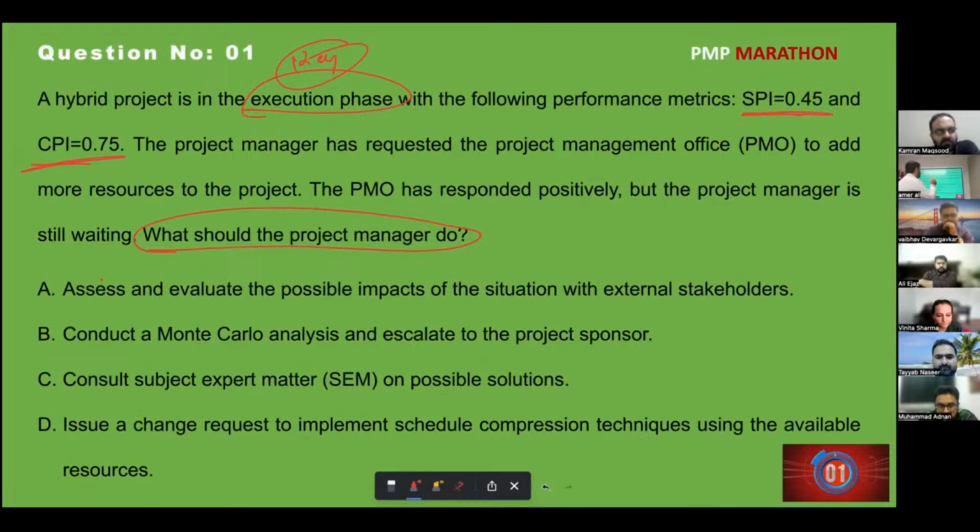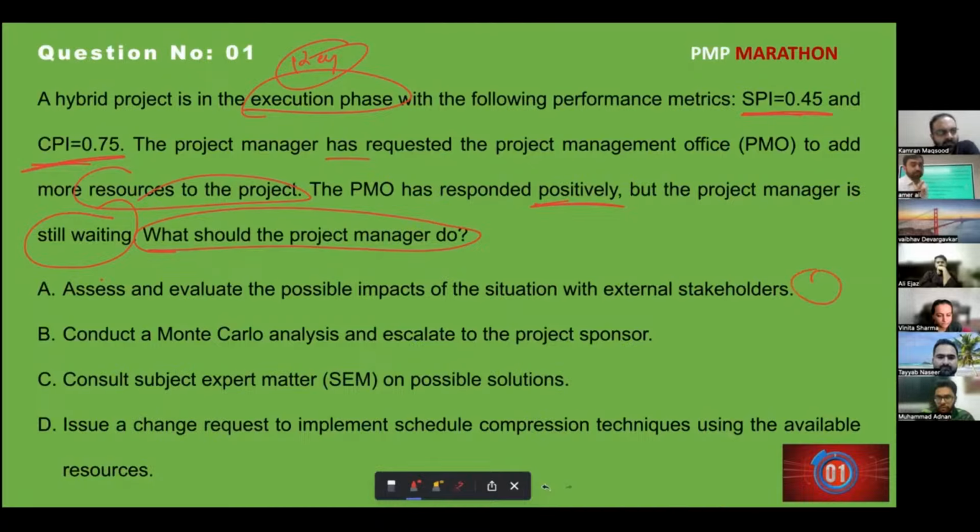The project manager has requested the project management office to add more resources to the project. The PMO has responded positively, but the project manager is still waiting. Okay, they have approved it. So what should the project manager do? Assess the impact of the situation with external stakeholders.